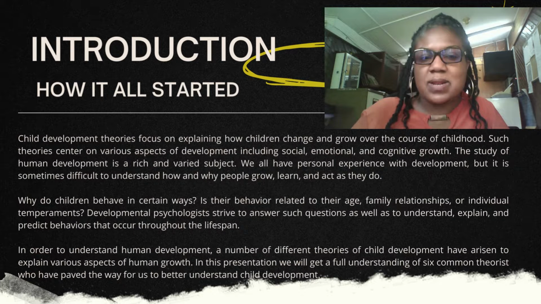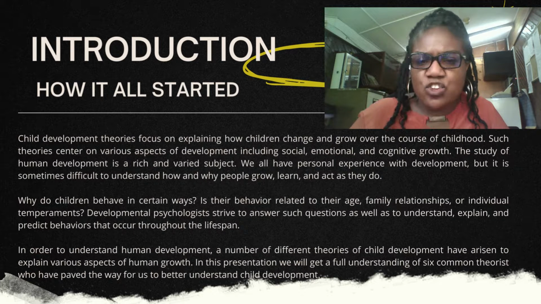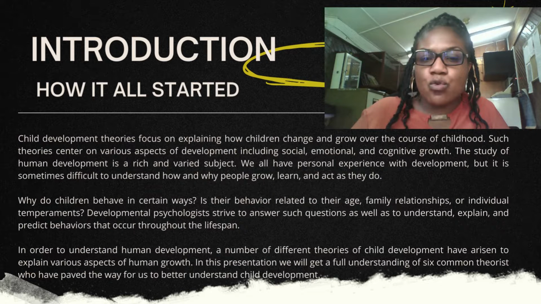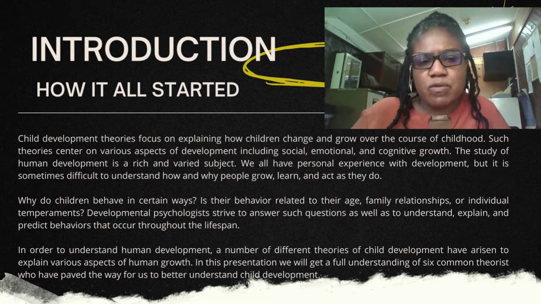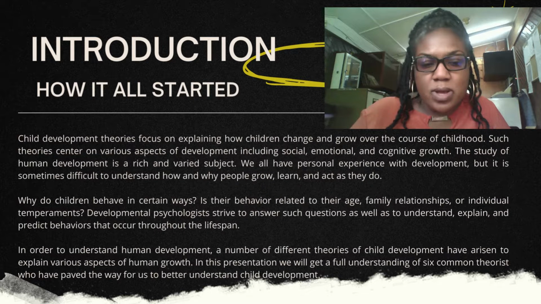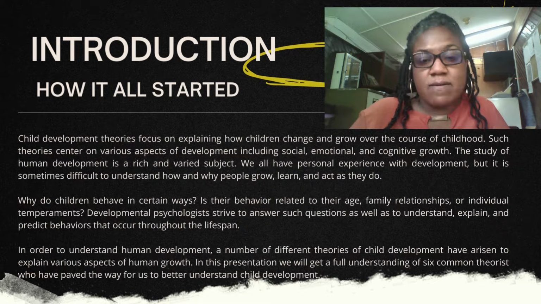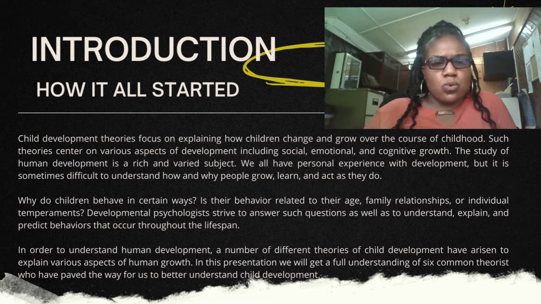Child development theories focus on explaining how children change and grow over the course of their childhood. Such theories center on various aspects of development, including social, emotional, and cognitive growth. The study of human development is a rich and varied subject. We all have personal experiences with development, but it is sometimes difficult to understand how and why people grow, learn, and act as they do.